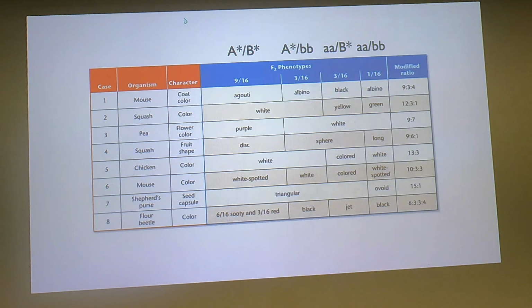Anyway, so here's the distribution we get. Oh, this is complicated because when you have the dominant allele in both the A and B locus, you get a mix. You get 6/16 sooty and 3/16 red. What could be going on there?